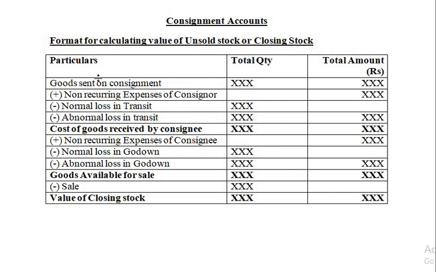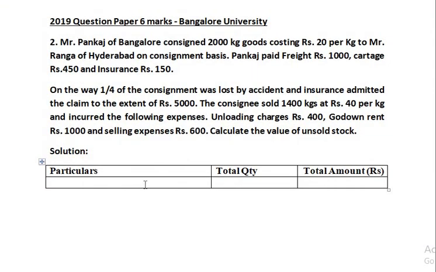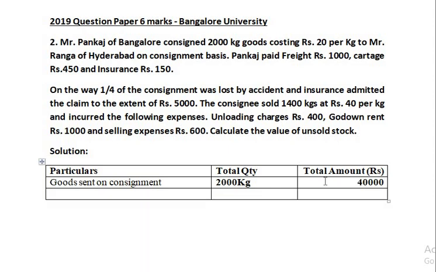The first thing we should take is goods sent on consignment. Here the total goods sent on consignment is 2000 kg. So the total quantity is 2000 kg, and what's the total amount? 2000 kg costing 20 per kg, so 2000 kg multiplied by 20 per kg, you will get 40,000. This is goods sent on consignment.